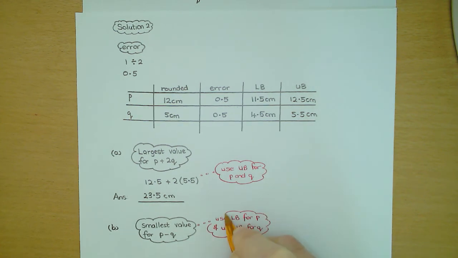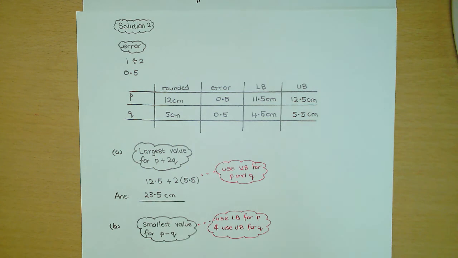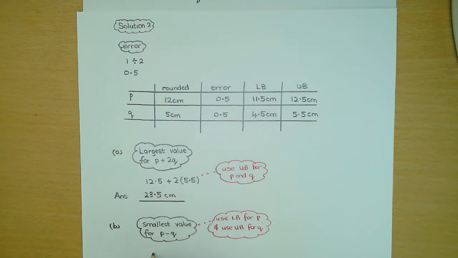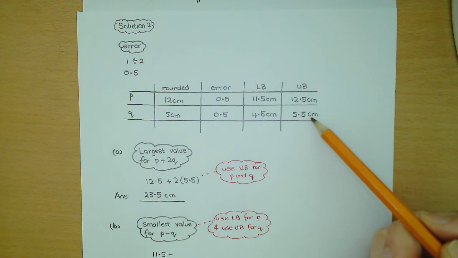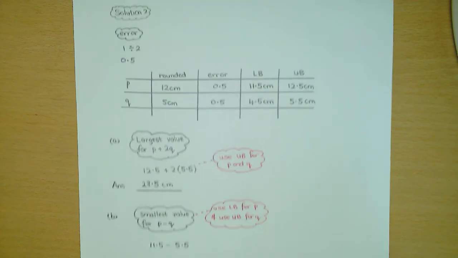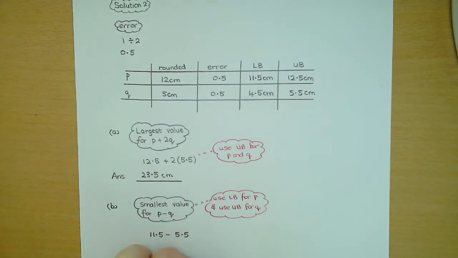So we're going to chuck those in. So the lower bound for P, if we go back to the table, is 11.5. And we're subtracting the upper bound for Q. So we want to subtract 5.5. So that's just going to leave us with 6 centimeters.